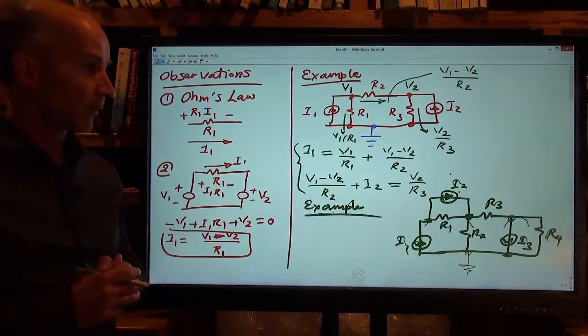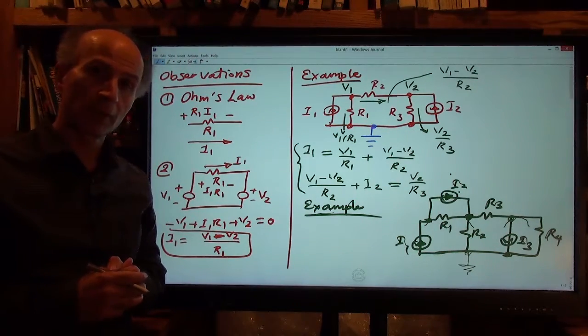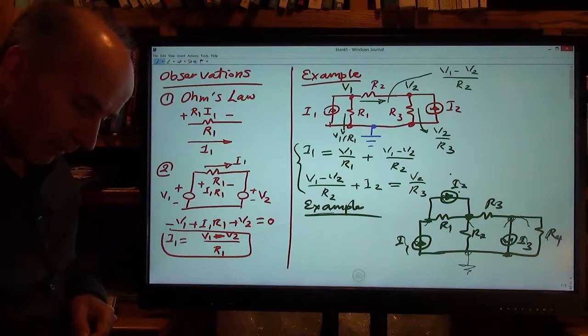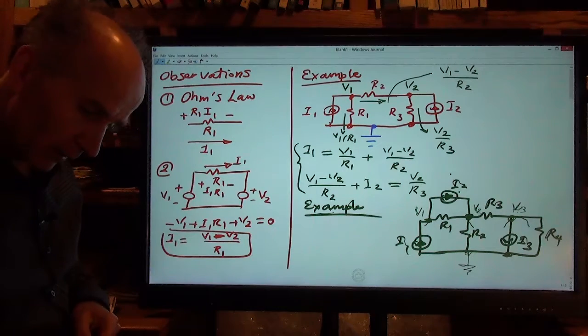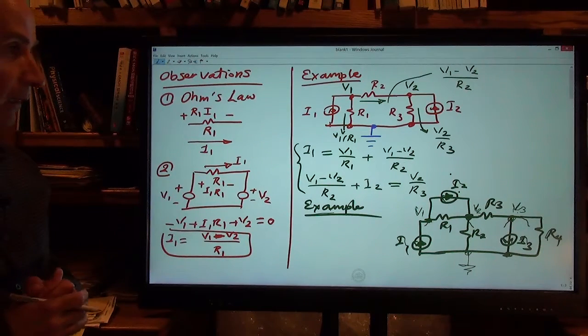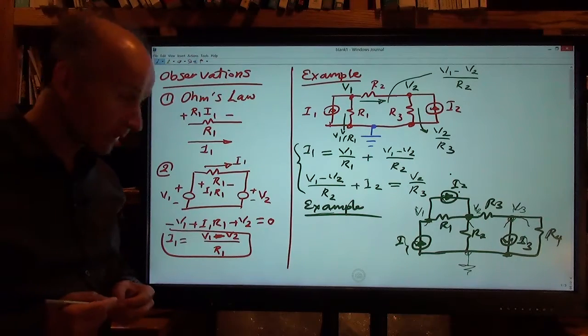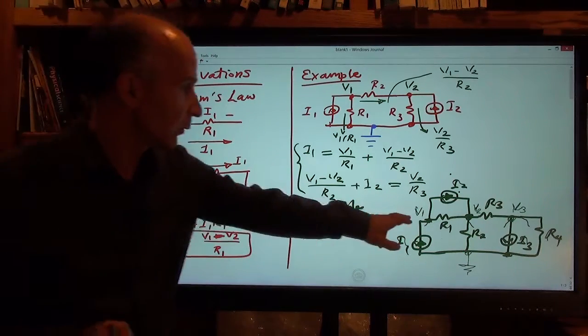Then we assign a voltage to every other node. So we have V1 here, V2 here, and V3 here. It looks like my pen is acting up on the screen. I hope you can read V1, V2, V3.